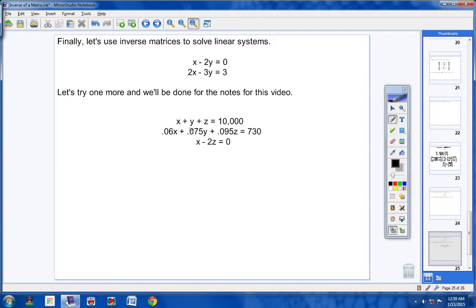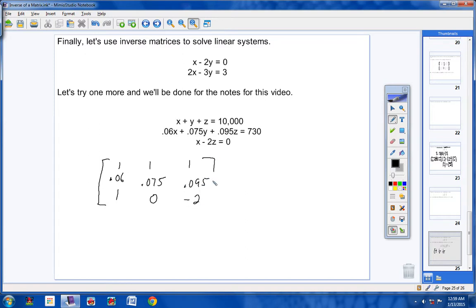Go ahead and copy this down, guys. And here we go. The coefficient matrix right here would be 1.06 and then 1. Now for your y's, we'd have a 1, then a 0.075, and then notice there's no y down here, so I'll put a 0. For my z's, I have a 1, and then a 0.095, and then negative 2.